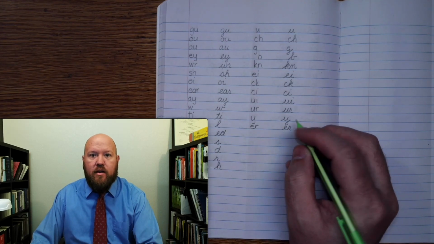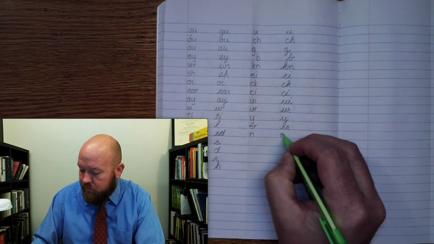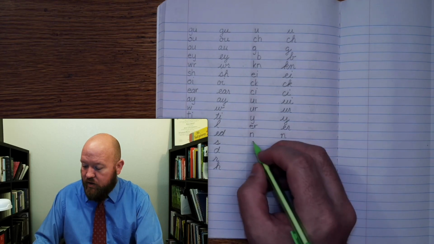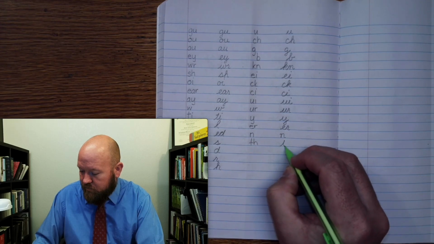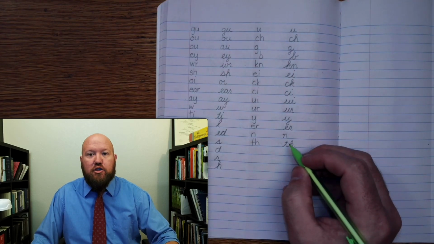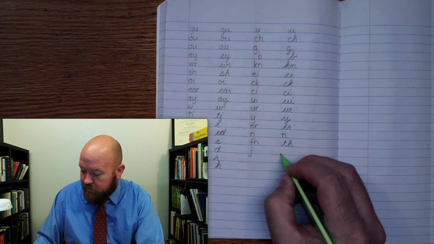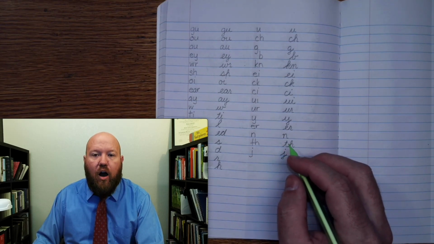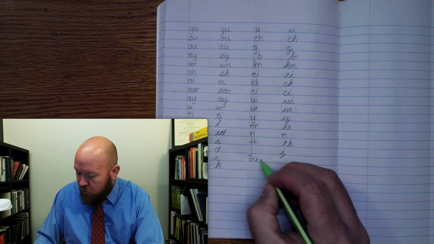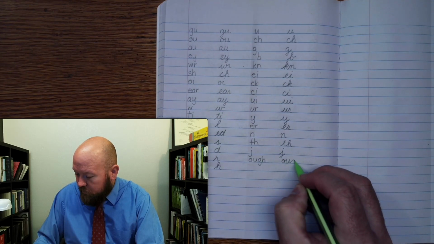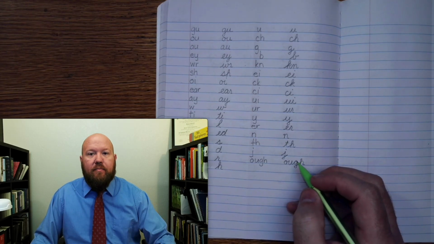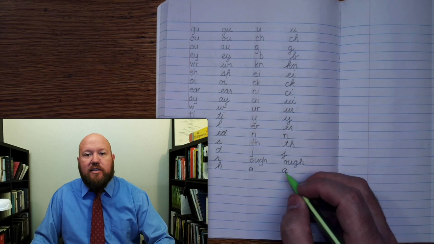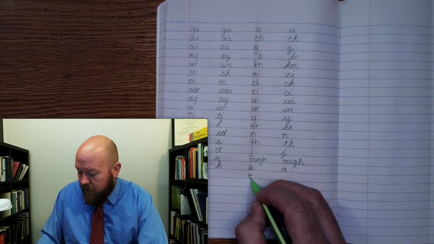Next one. Next one. Next one. Ja. Next one. O, oo, uff, off, ah, ow. Next one. A, a, ah. And the last one. E, a, a.